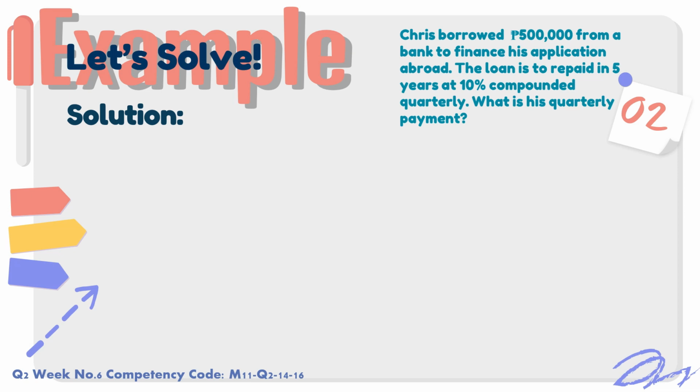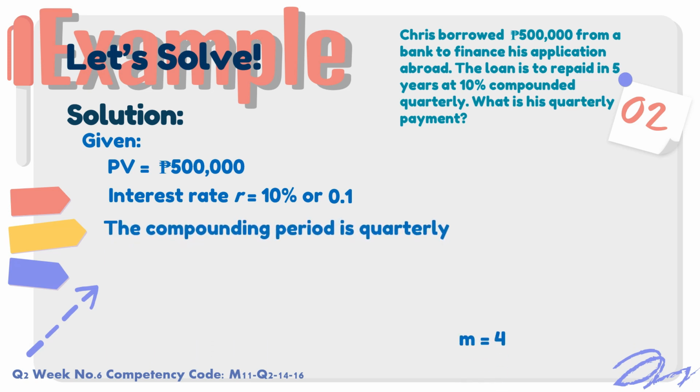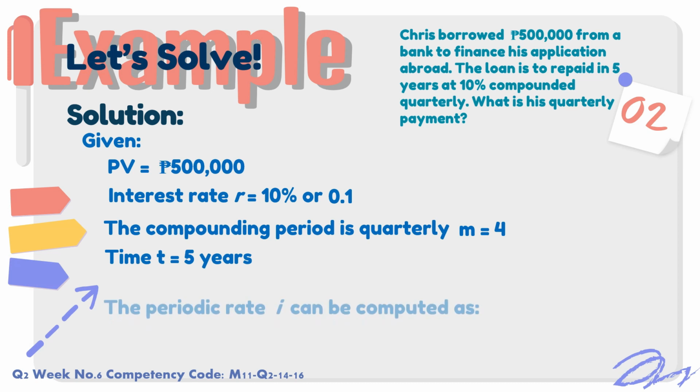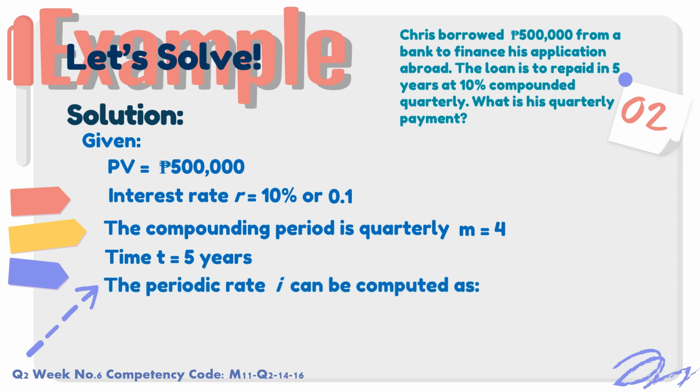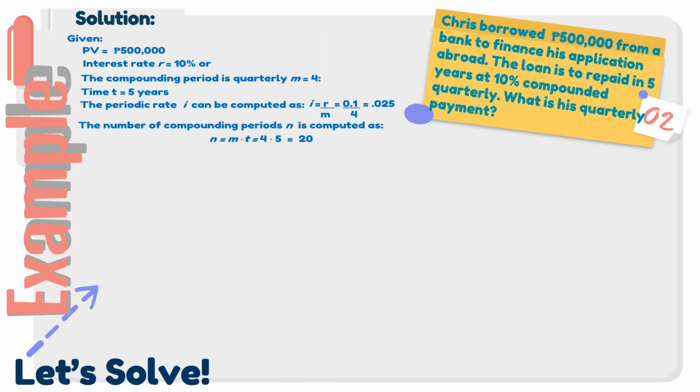To solve example number 2, identify the given. 500,000 pesos is the PV or the present value. The interest rate is 10% or 1/10. The compounding period is quarterly, so m is equal to 4. The time t is 5. i, or the periodic rate, is equal to 0.025. And n will be equal to 20, which is 4 times 5.